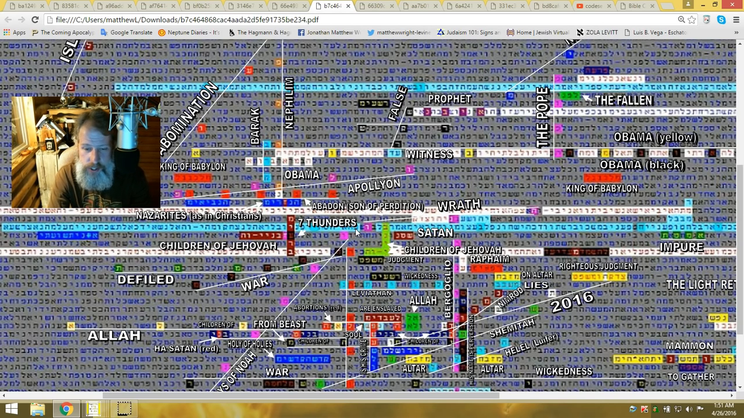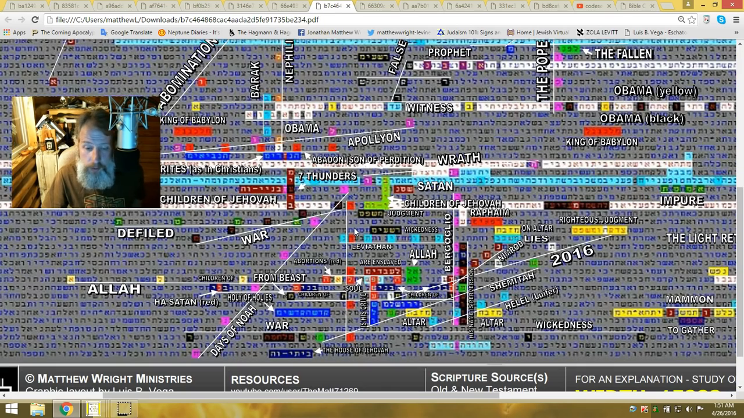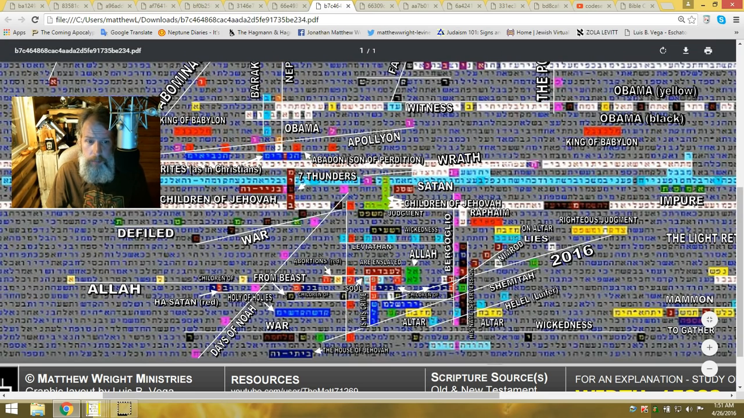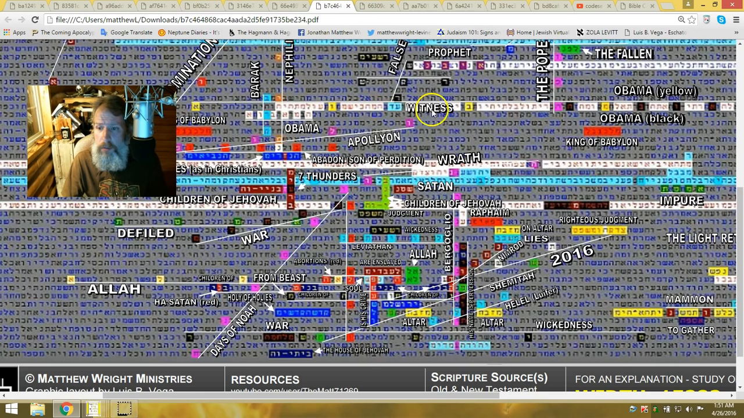I believe Jesuits is in here as well. House of Yahuwah is right here in the bottom. War here three times. Pretty sure it's here three times. Abaddon in here, son of perdition. Apollyon running right across it. King of Babylon. And we got a couple of witnesses up here.